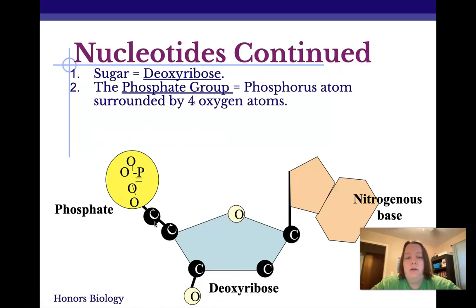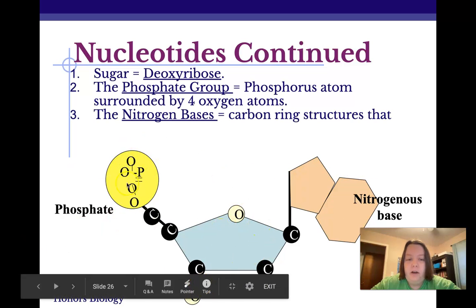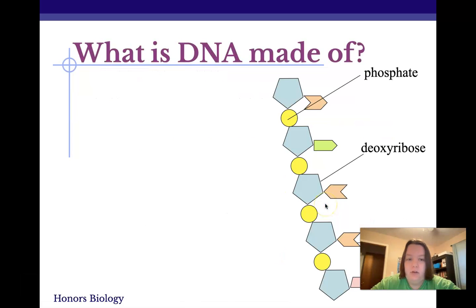So here is another look at the nucleotide. You can see the deoxyribose sugar, the phosphate, and the nitrogen base, all labeled. Note that the nitrogen base does contain carbon rings, and we're going to talk about the two types of bases in a few minutes.